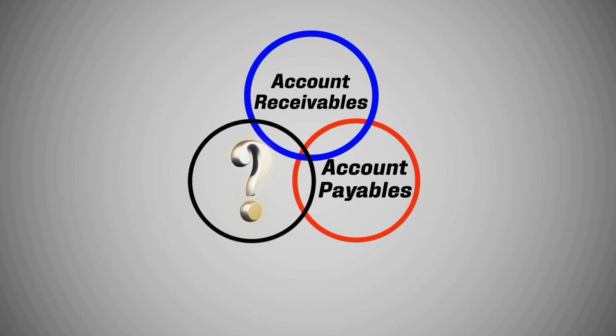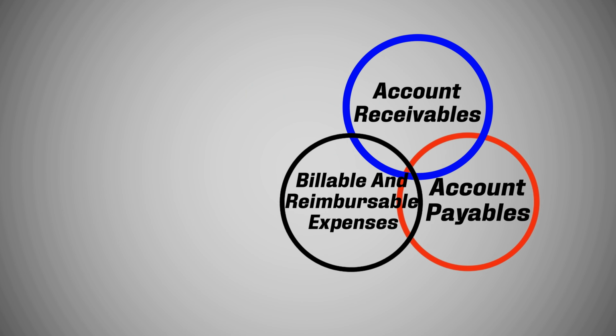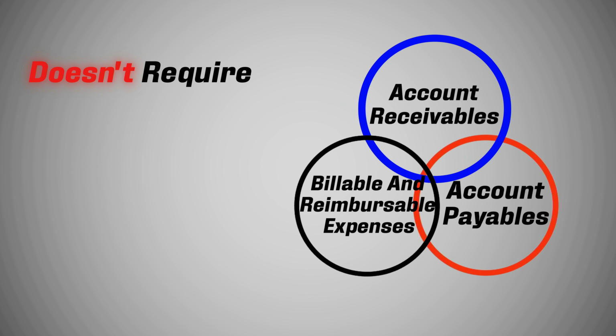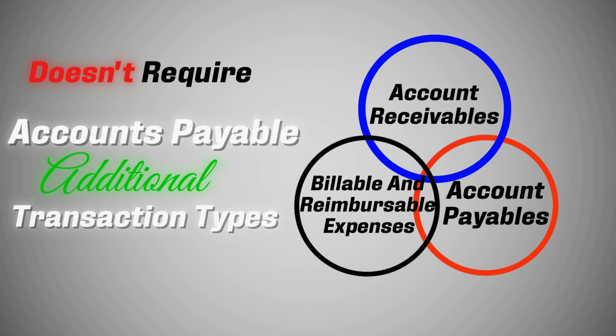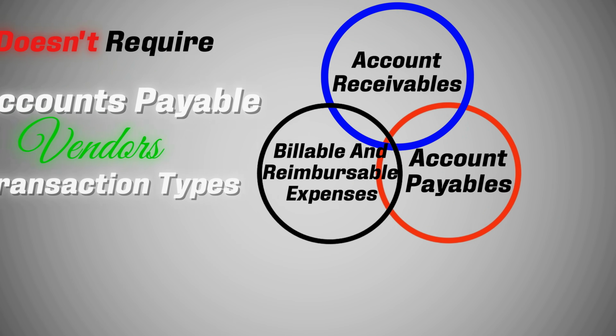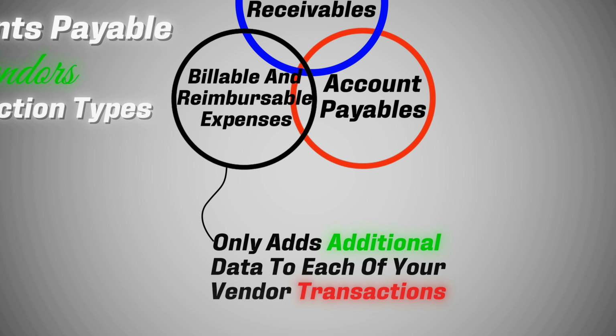Now, before we jump right into the material, I want you to know that there's one particular topic that overlaps into both accounts receivable and accounts payable. The topic of billable and reimbursable expenses is something that does not require you to learn additional transaction types of accounts payable and vendors because we will be discussing every different transaction type. The topic of billable and reimbursable expenses only adds additional data to each of your vendor transactions.